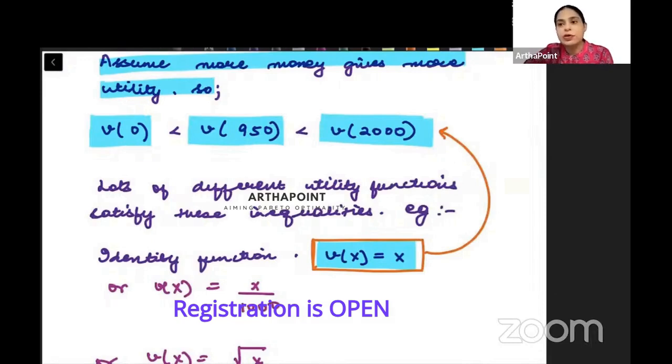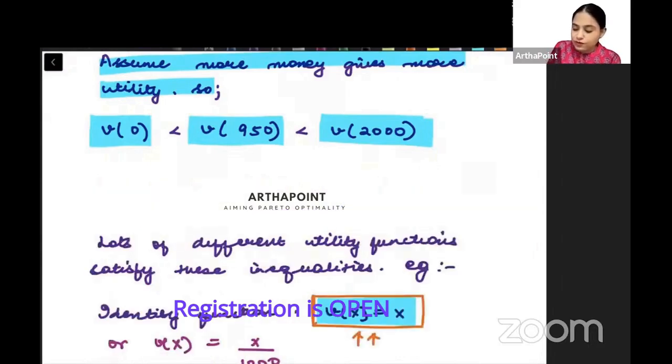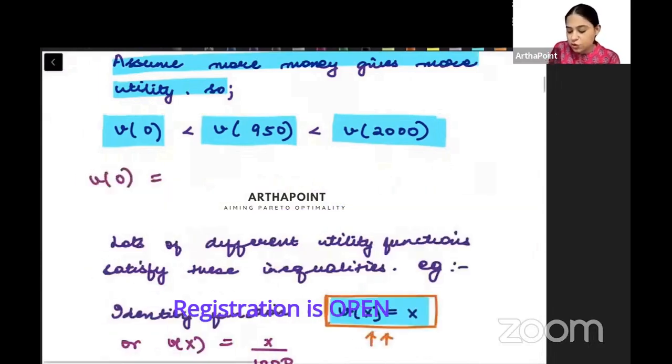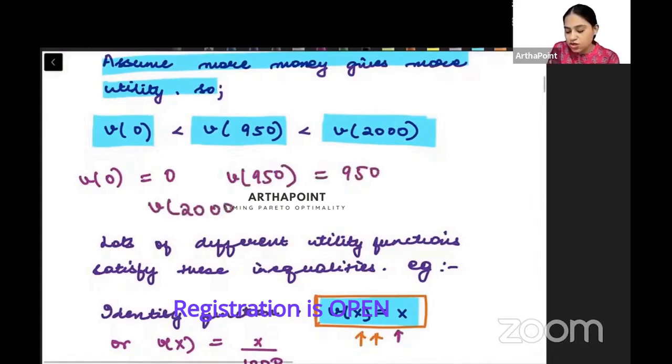One such example of a utility function can be V(x) = x. When we have V(x) = x, तो देखो, what will be the utility when money is 0? Instead of x, you will put 0, so 0. Utility from 950 हो जाएगा 950, and utility from 2000 हो जाएगा 2000.